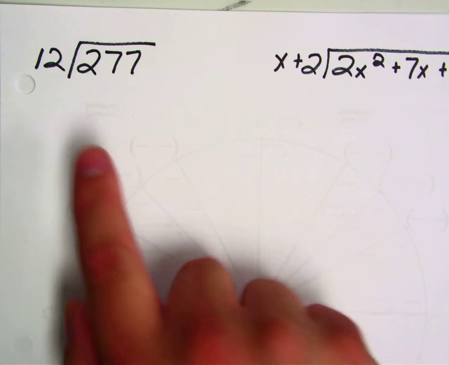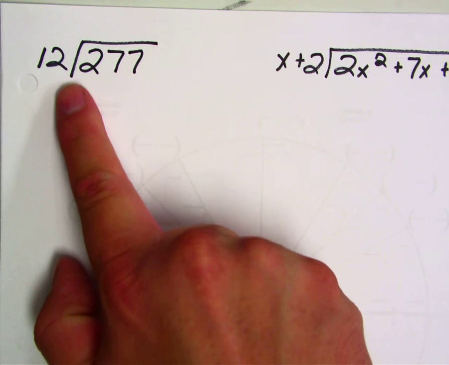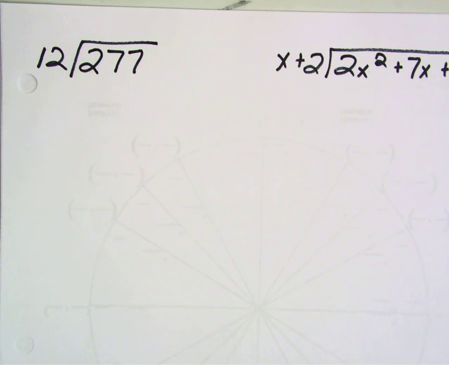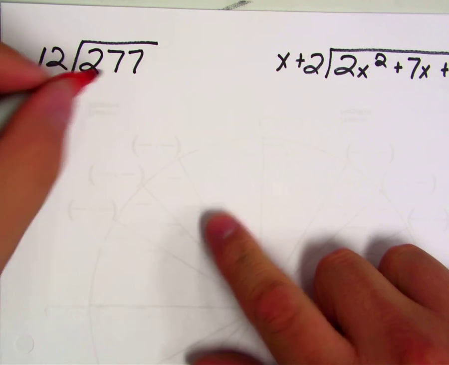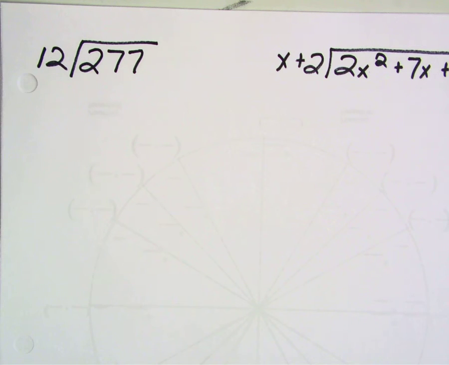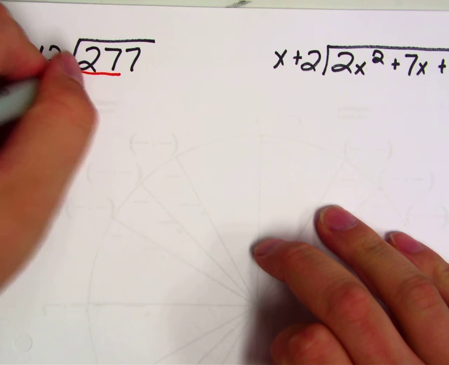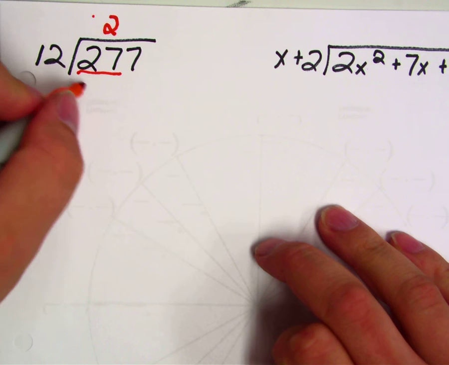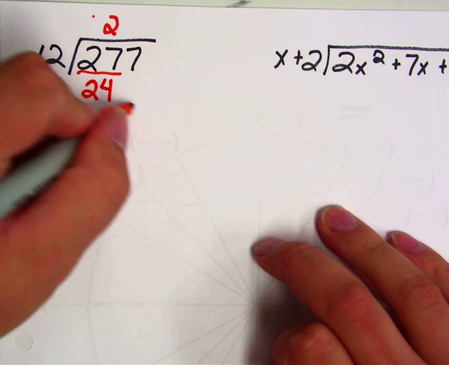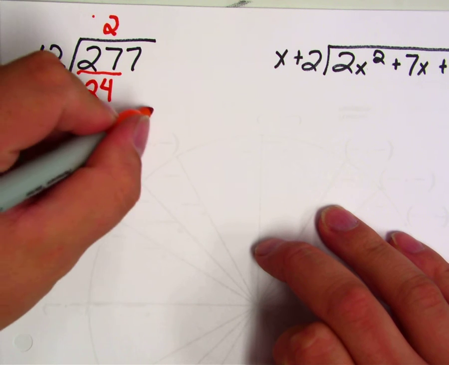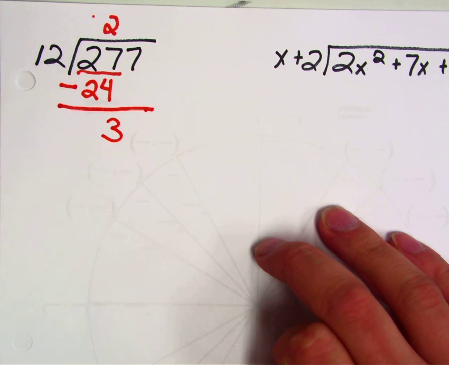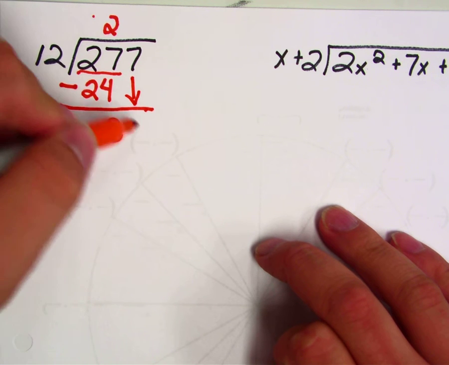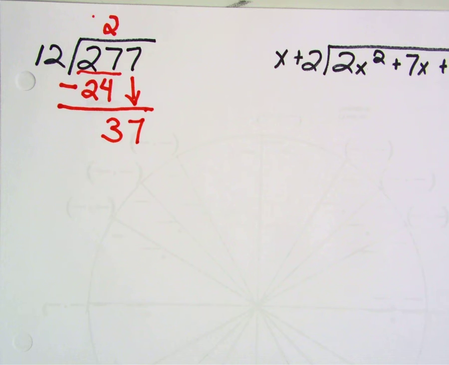So here we have an example of 277 divided by 12. Of course this starts off by asking the question, how many times does 12 go into 27? And of course that's going to be twice. Then we'd put our 2 up here, multiply 2 times 12 is 24, and subtract. When we subtract, we'd get 3, and we'd bring down the 7. I'm going to stop there and go over to my polynomial now.